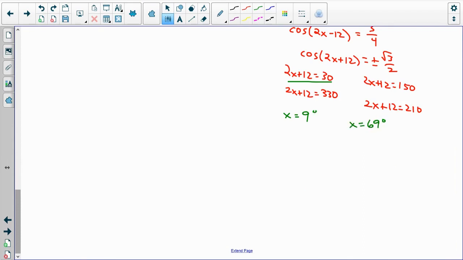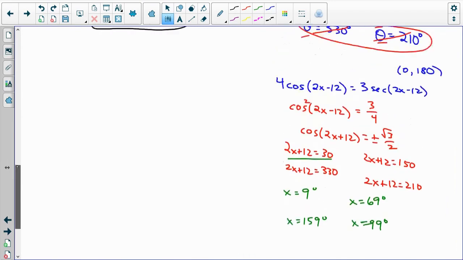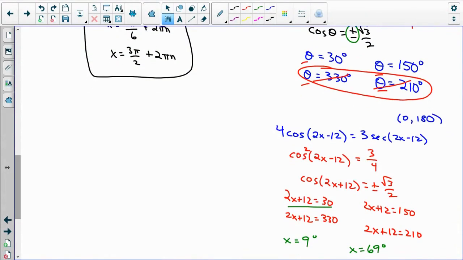I get 330 minus 12, which is 318, divided by 2, which gives me 159. And I have 210 minus 12, which is 198, divided by 2 gives me 99. So I have x equals 9, 69, 99, and 159. So I end up with 4 answers. Notice that all of those are between 0 and 180.